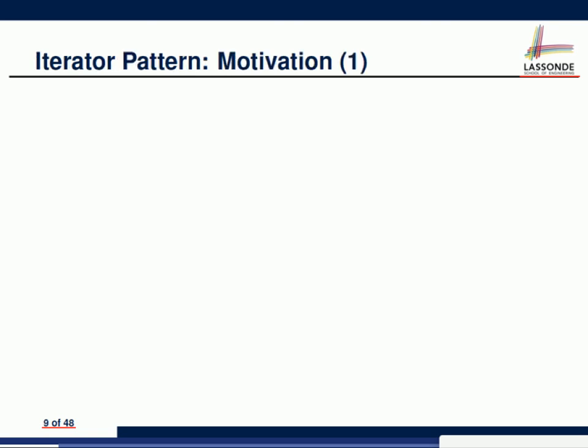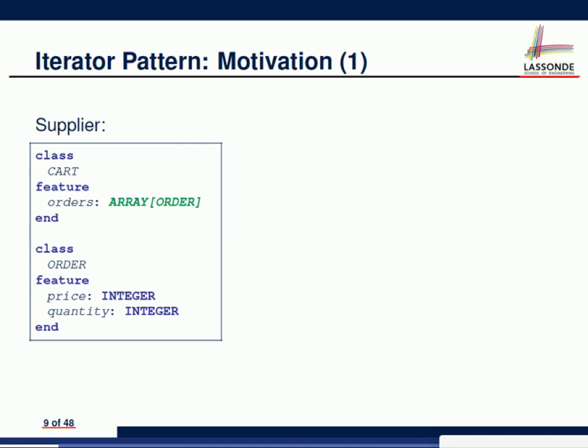Okay, let's do the first pattern for this course, the iterator pattern. And for this, we can also introduce a very important concept. But that's what I would typically do: I will give you some simple motivating examples, and then we try to criticize them and see how we can improve. Let's say on the supplier side, we have a class called cart, for shopping cart. If you purchase something from Amazon, you can have your electronic cart. We have a feature called orders. Orders is simply an array of order.